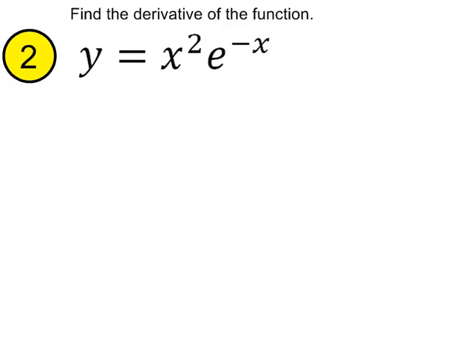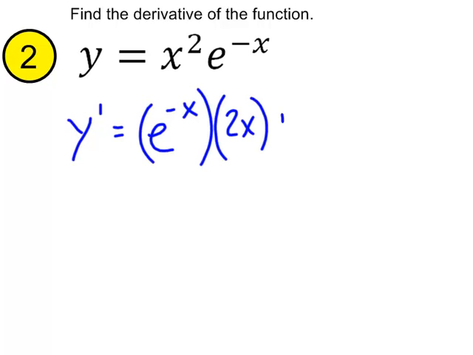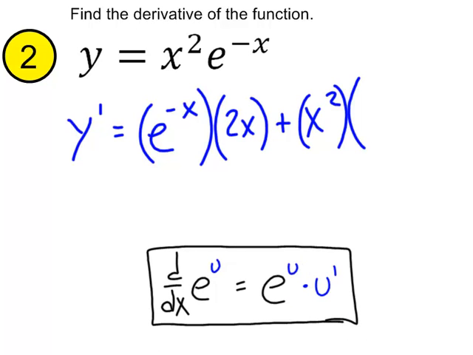Okay, pretty clear. We're going to need the product rule here, so let's get right into that. Y prime is going to be the second function, e to the negative x, times the derivative of the first, 2x, plus the first function, x squared, times the derivative of the second. Again, we'll need the chain rule there. So e to the negative x times the derivative of its exponent, negative 1.